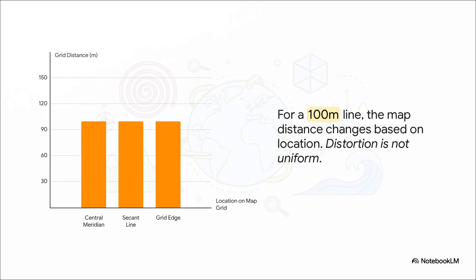So what does that look like? Well, on a standard map grid, like the one used in Nepal, a true 100-meter line from the ellipsoid actually shows up as being a little shorter, 99.99 meters, right at the center line of the map. But as you move out toward the edges of the map, that same line gets stretched and shows up as being longer than 100 meters. The big takeaway here is that the distortion is different everywhere you look.